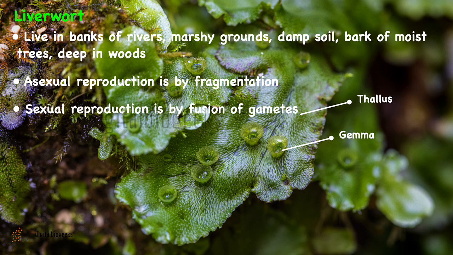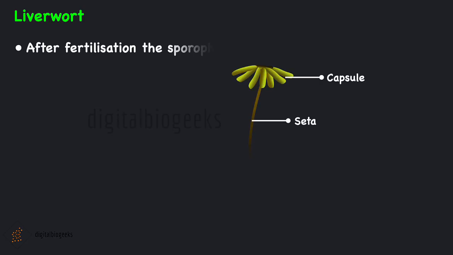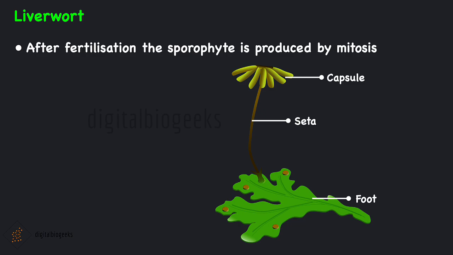Sexual reproduction is, as we discussed earlier, by the fusion of male and female gametes. The sex organs are formed on the same or different thallus. After fertilization, the sporophyte, which is produced by mitosis, has its body differentiated into a foot, seta and capsule. Then comes the meiosis phase, and at the end of meiosis, spores are produced in the capsule. They are then released into the wind under suitable conditions and can germinate to form new individuals.